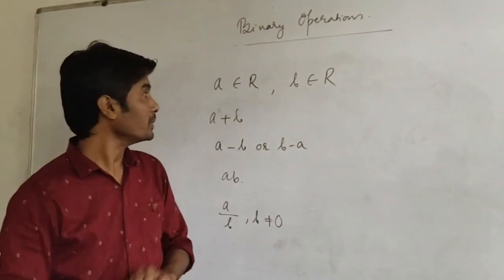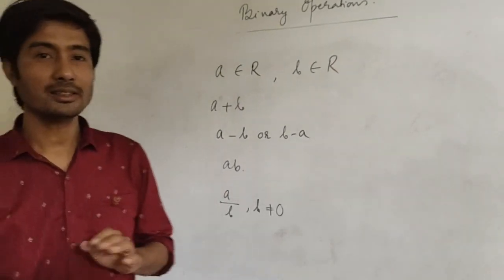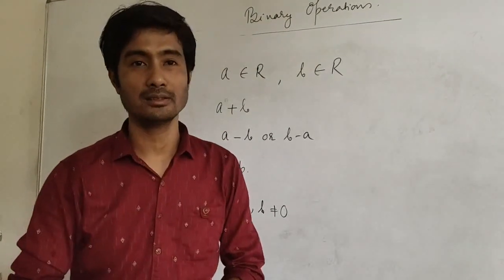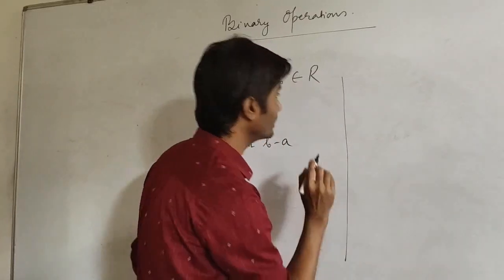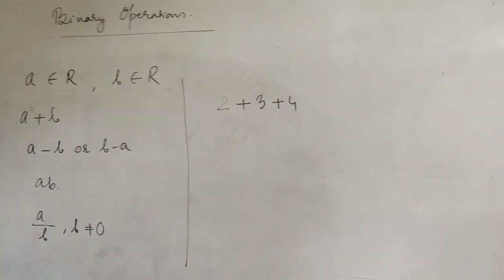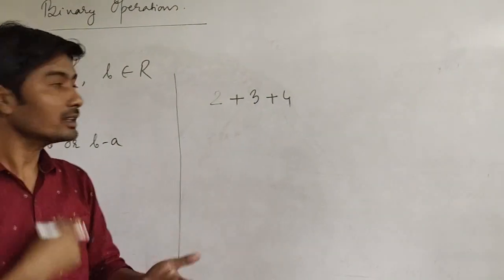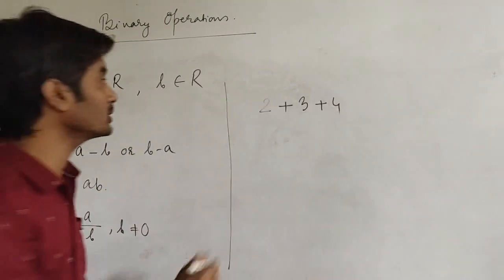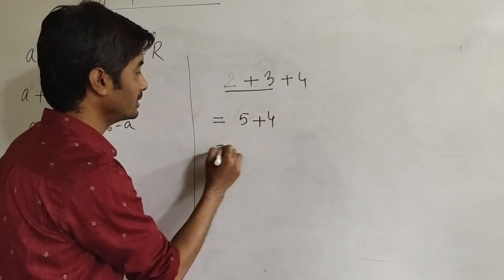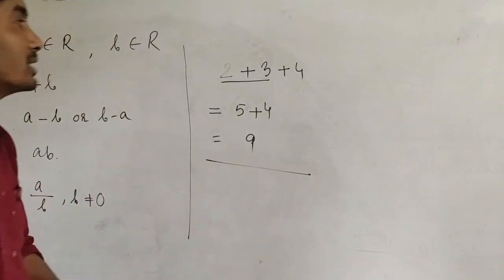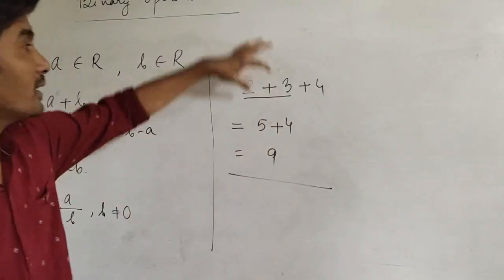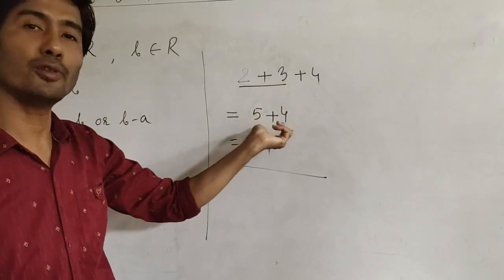Now see, it is interesting to note that these operations allow us to operate on two numbers only. That is, if we are to find out, say, 2 plus 3 plus 4, suppose I want to find the sum of these three numbers, 2, 3 and 4. Now what I will do, I will take two at a time. Suppose I first take 2 plus 3. We see that the sum is 5, and 5 plus 4 is equal to 9. That is the sum of these three numbers. Here we are taking three numbers, but we are working with two numbers at a time. First we are taking 2 and 3, then we are taking 5 and 4.